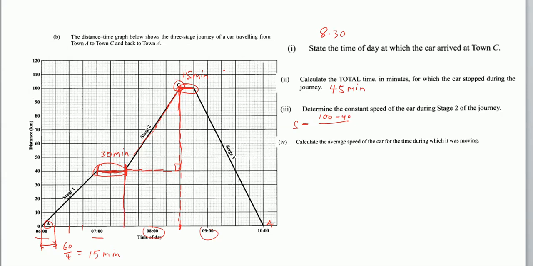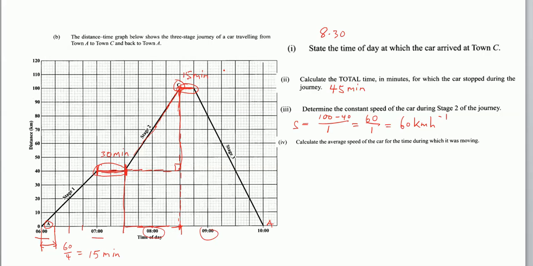So we want to know what is this distance from here to here. From here to here, we have 1, 2, 3, 4 15-minute intervals. So therefore that is actually 1 hour. So we leave that as 1, right? So therefore this will be 100 minus 40, which is 60 kilometers over 1 hour, which is equal to 60 kilometers per hour, right? So that is the constant speed of the car during stage 2.